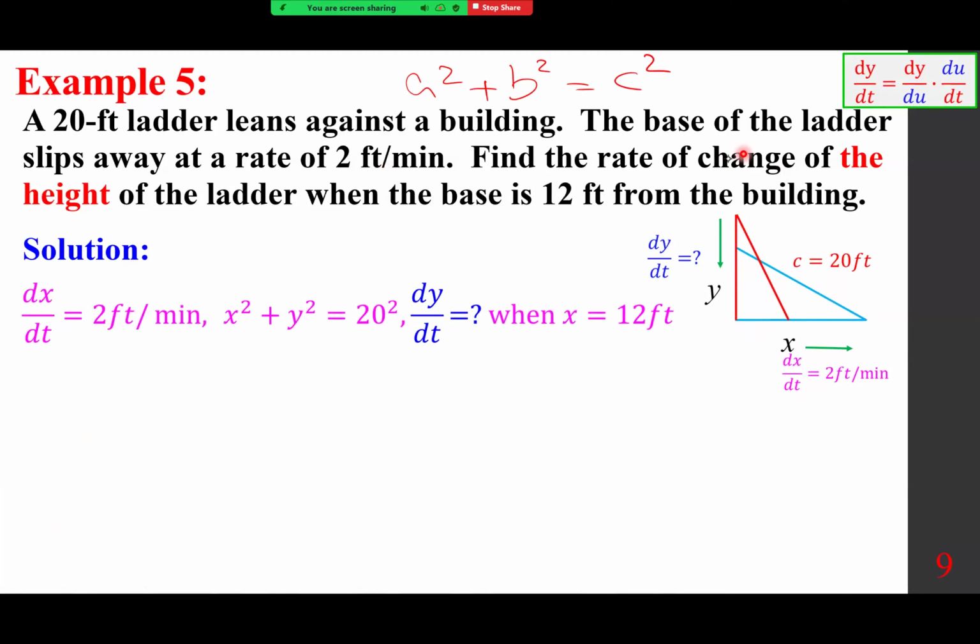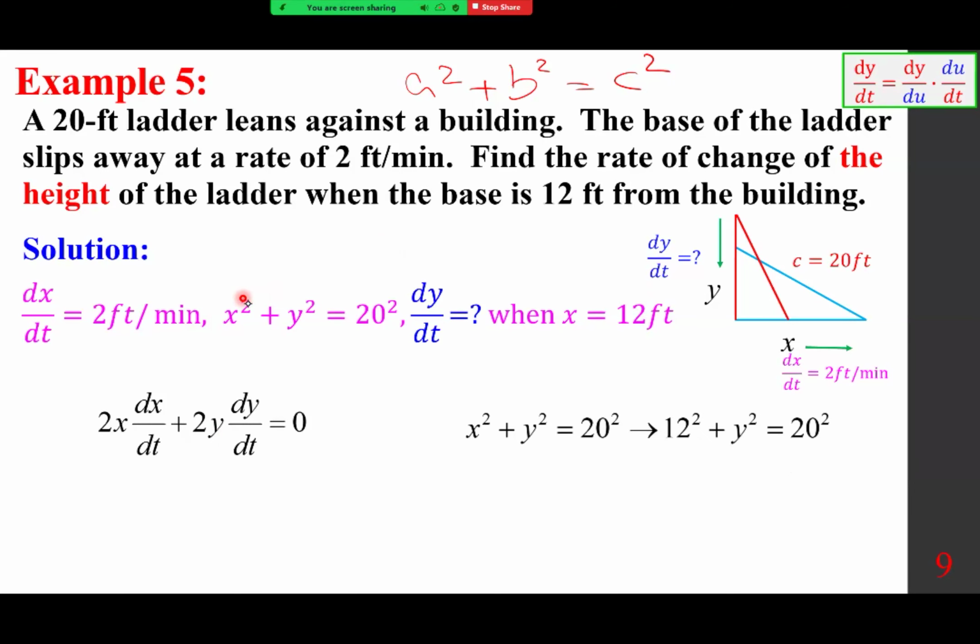So we are going to differentiate: 2x dx/dt plus 2y dy/dt equals 0, because 20 squared is a number, although it's 400, makes no difference. We have everything we can plug in. We notice y is missing. So at the moment that x is 12, we can find the y.